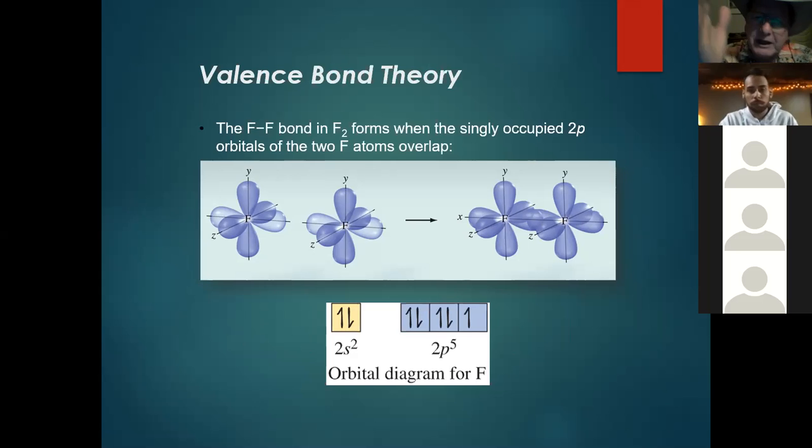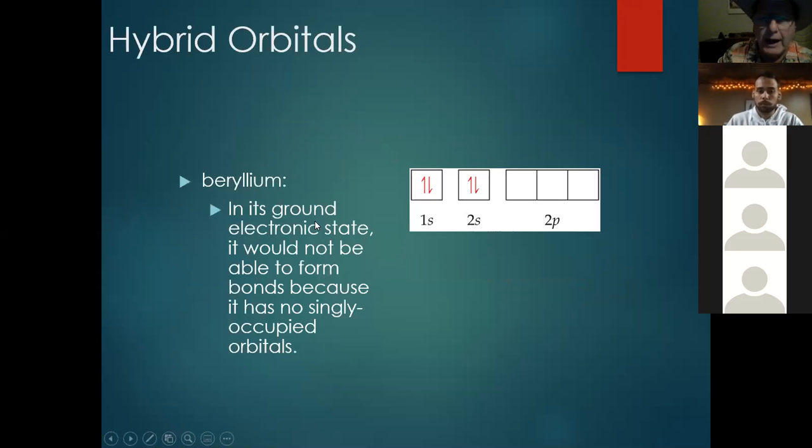Okay, we can use this overlap of orbitals to explain F2. Each F has the orbital diagram that you see below, with 1 extra electron. So one of these orbitals only has 1 electron in it. One of the other F's only has 1 electron in it. So what happens?